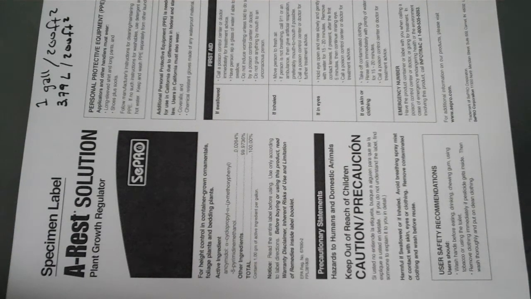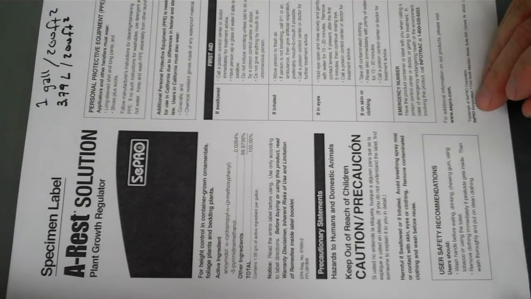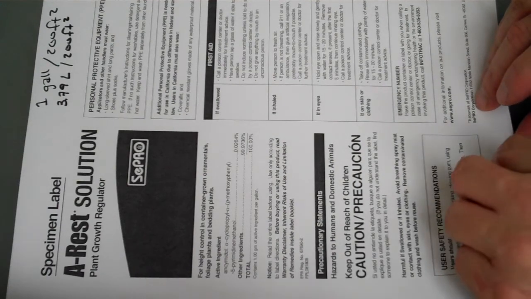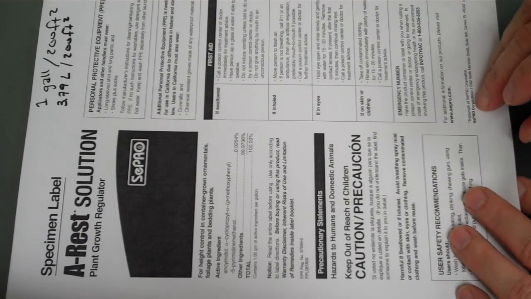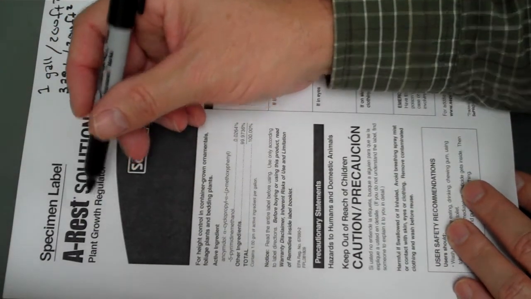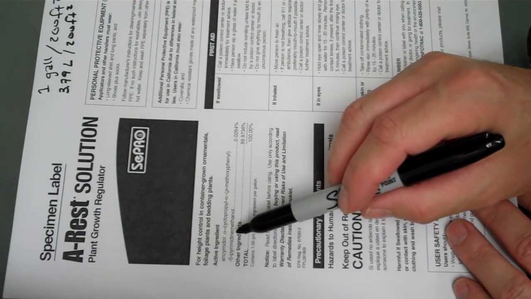Okay, let's look at an example here with A-Rest. A-Rest is another plant growth retardant in this case. It's actually often used on bulb crops, lilies, things like that. Sometimes on bedding plants. In this case, let's do some additional things. We have A-Rest, and the active ingredient in A-Rest is ancymidol.